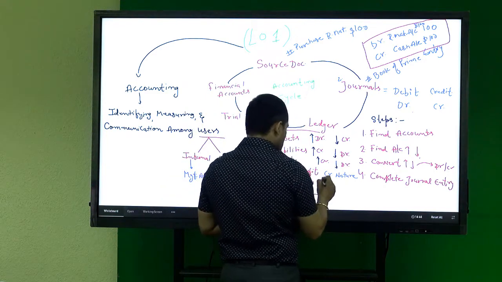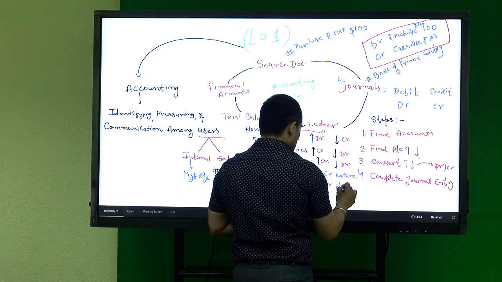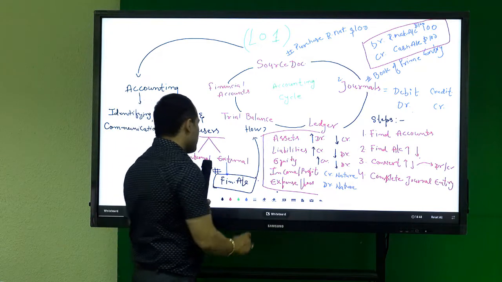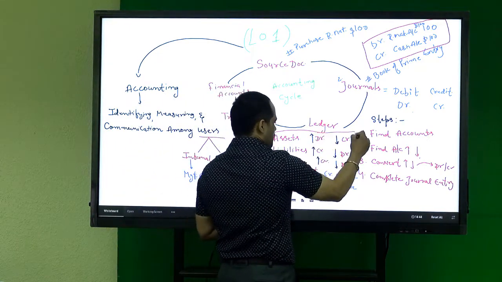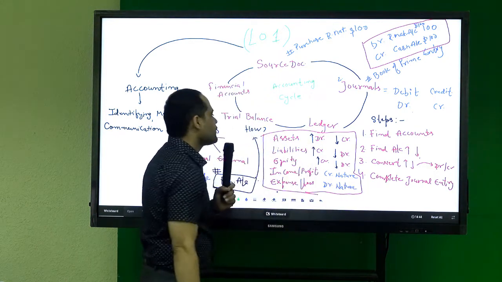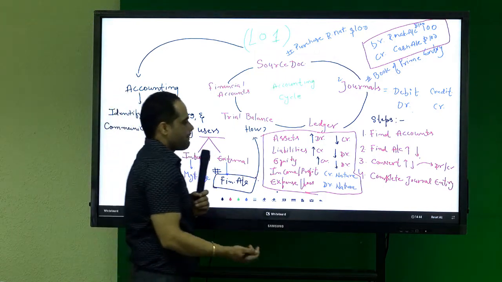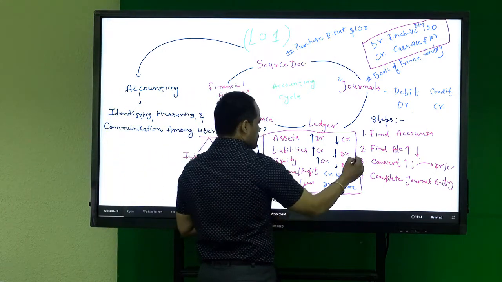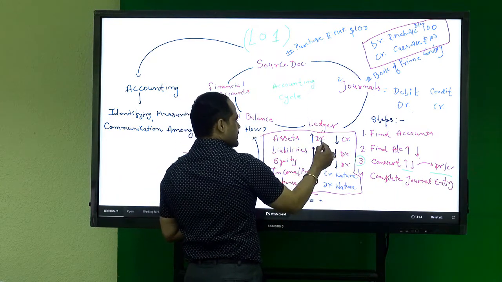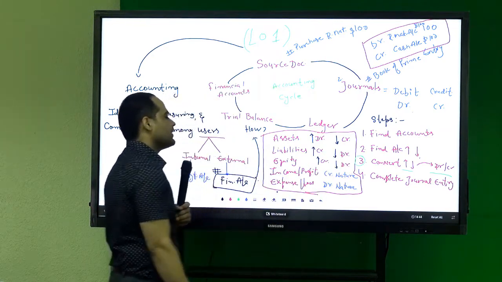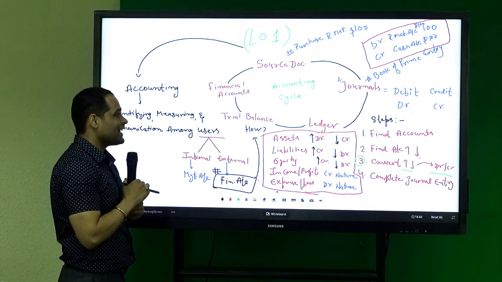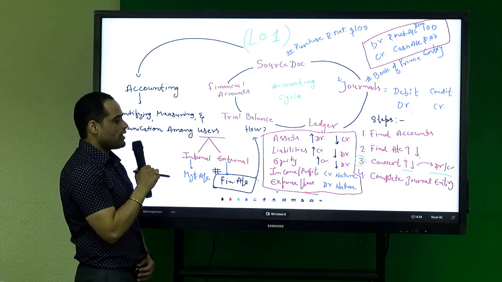Expense or loss has a debit nature. So you have to remember that kind of simple rule in order to complete step three, that is, convert increase or decrease into debit or credit, and then we complete the journal entry. So now you have to find out what is inside assets, liability, equity, income, expense.